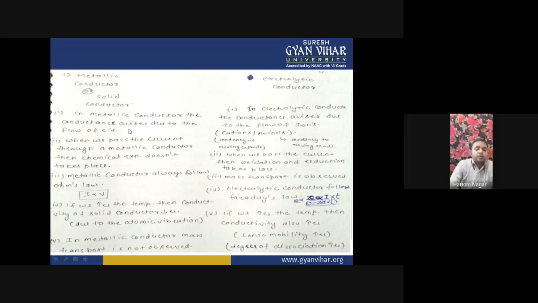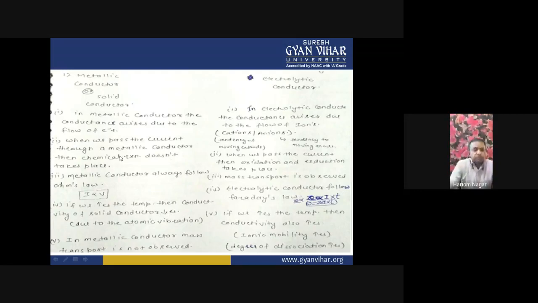If we talk about the electricity wire, then the conduction of electricity is due to the flow of electrons. So in the solid conductors, the electricity conduction is due to the flow of electrons. While if we talk about the electrolytic conductor, then here the conduction of electricity is due to the flow of ions. This is the basic difference between the metallic and electrolytic conductors.